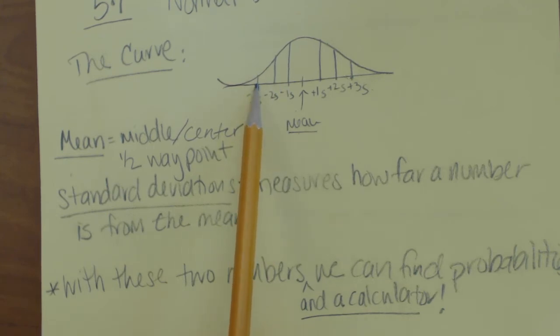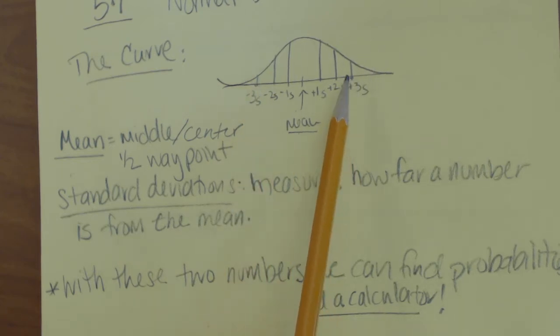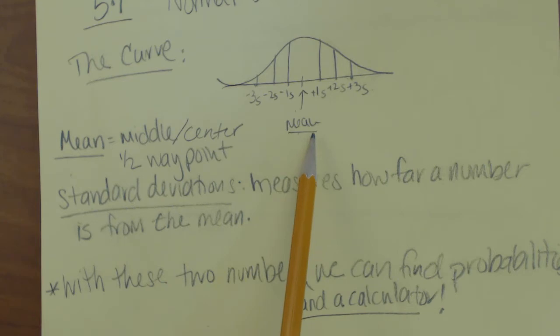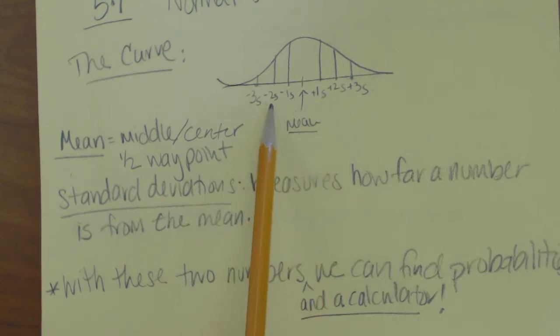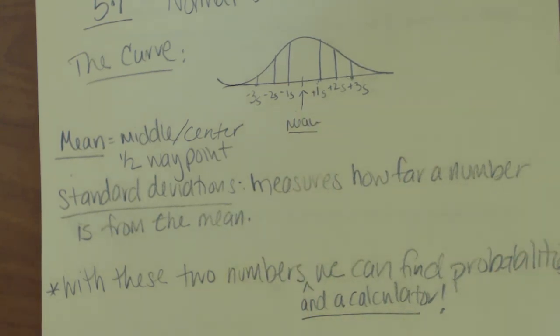So if you have negative standard deviation, that means you're less. If you have positive standard deviation, then you're more than the mean. So it's all about the mean and whether you're greater than or less than and how far. If you're a positive 1 standard deviation, you are greater than the mean, but you're pretty close. You're here. So that's what standard deviations do.